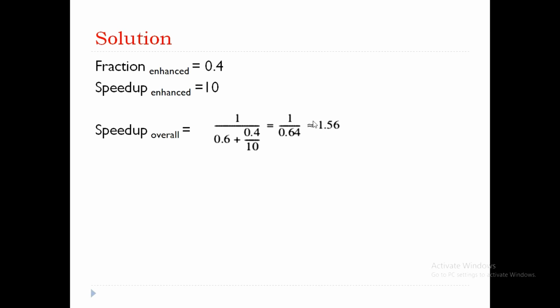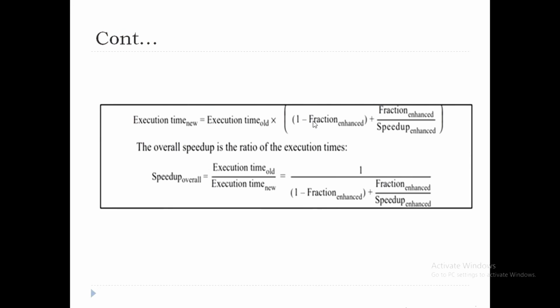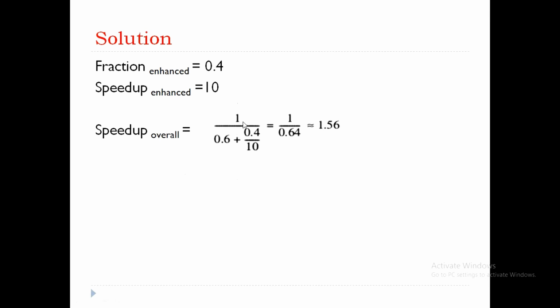Then the speedup overall is equal to 1 divided by (1 minus fraction enhanced). Put into this equation: 1 minus 0.4, which is equal to 0.6, plus fraction enhanced divided by speedup enhanced, 0.4 divided by 10. The final result is 1.56. So that is the final answer.